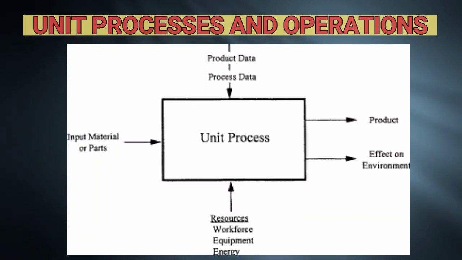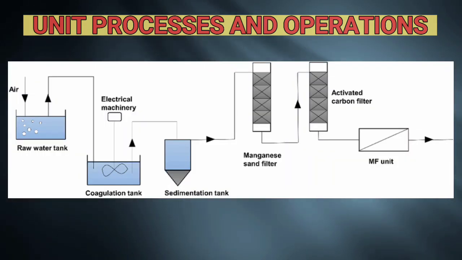Each unit process is designed to achieve a specific transformation or separation, and multiple unit processes are often combined to create a complete chemical process. All right, the design and operation of unit processes are critical to the efficient and safe production of chemical products.